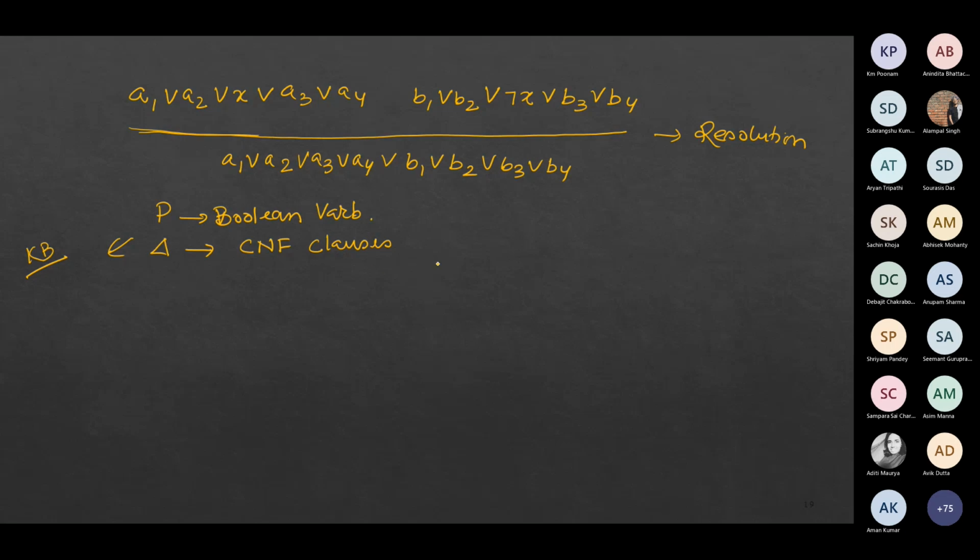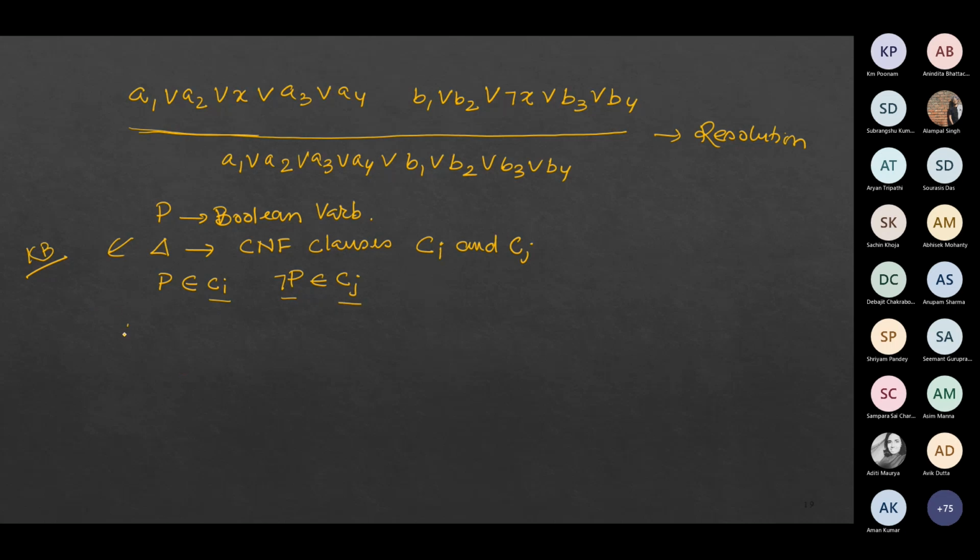Now, at this point, let us assume that this delta contains two clauses, Ci and Cj, right? And also let us assume that P belongs to Ci and not P belongs to Cj. So what do we mean by that? P appears in a positive form in the clause Ci, and negation P appears in a negated form in clause Cj.